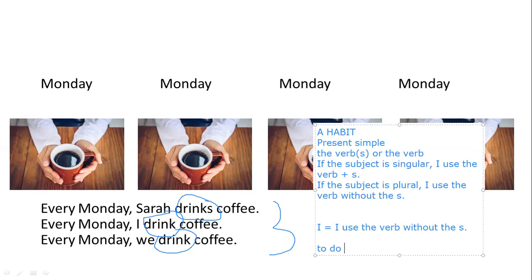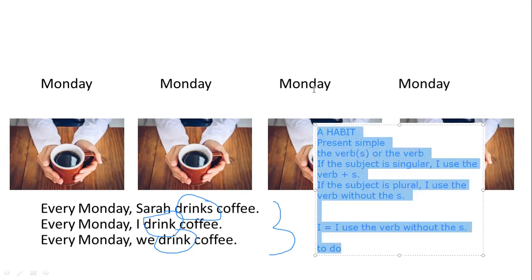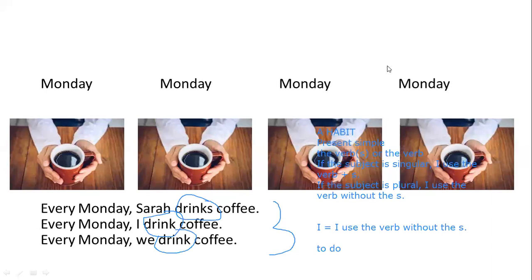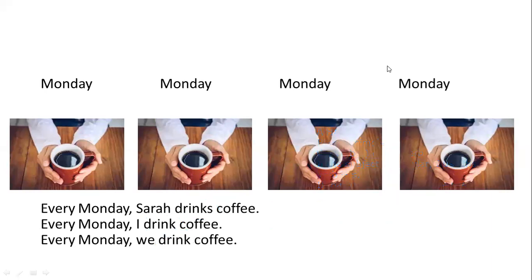Do, verb to do, is the source of all verbs. So all verbs, except for verb to be, are treated like this when I want to talk about something that is a habit. Okay? إنها عادة, habit. Okay. Next.